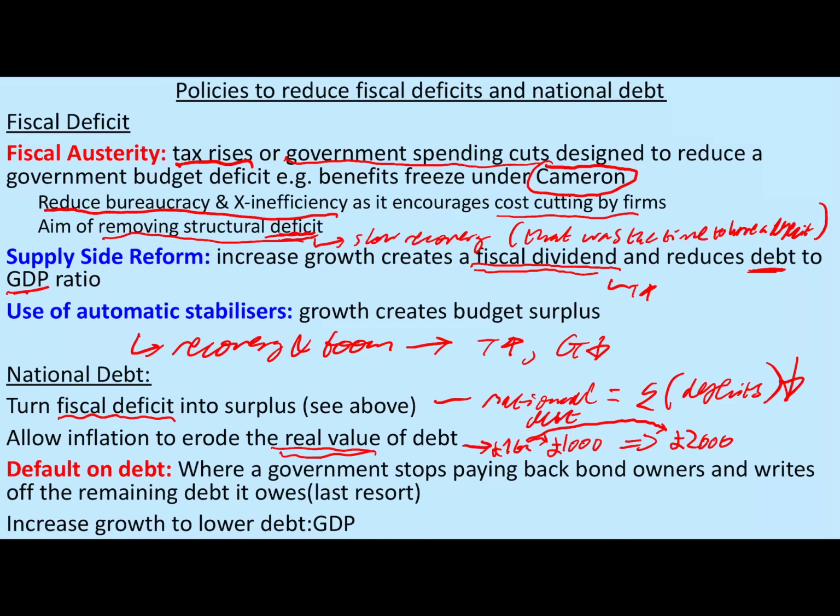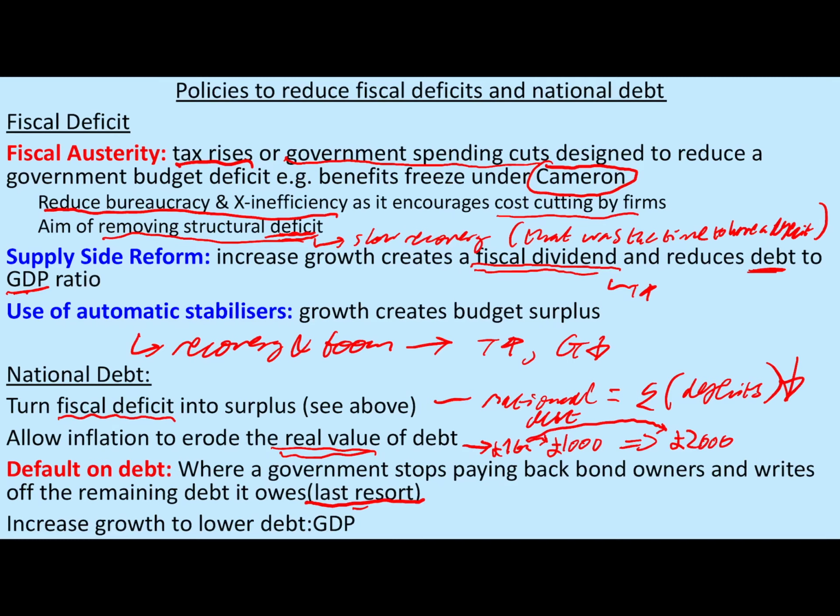And the final policy to reduce national debt is a national default on the debt. This is where a government stops paying back bond owners and writes off any remaining debt it owes. This is a last resort policy, and you will study this at the start of next year when we look at the roles of central banks in greater detail.